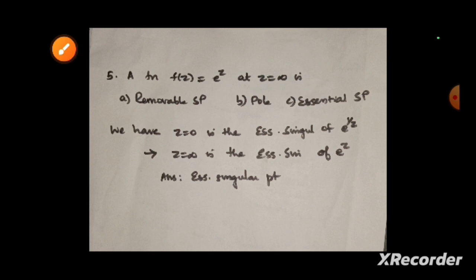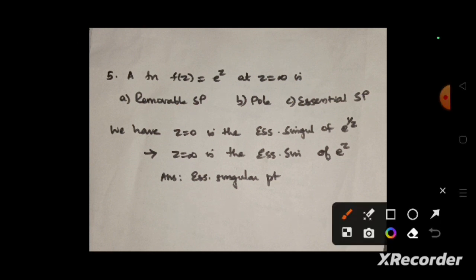Next question: a function f(z) equal to e^z at z equal to infinity is. In the last problem, you can say that z equal to 0 is the essential singular point of e^(1/z). The same, you can take the reciprocal: z equal to infinity is the essential singular point of e^z. So for this problem, essential singular point.